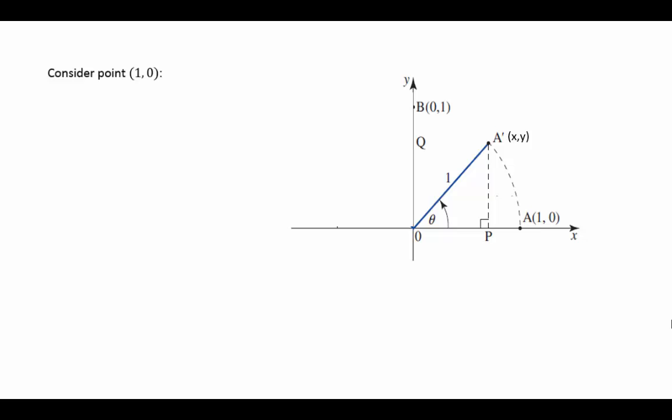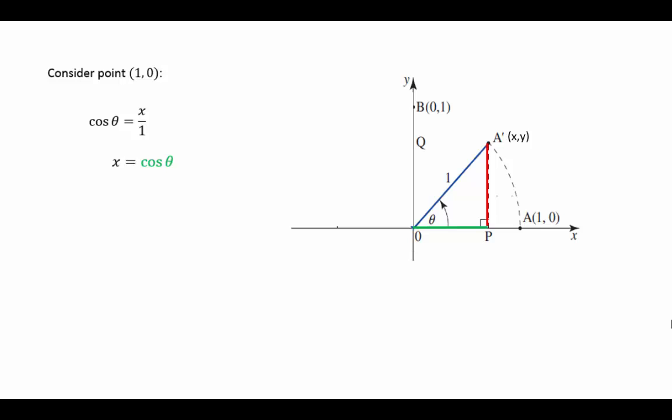We consider the point (1, 0), which is going to, under the rotation, map onto the point A', which is at coordinates (x, y). Firstly, we're going to look at the x coordinate, represented by the green line there. In the triangle that's formed, cos theta is adjacent over hypotenuse. The adjacent side is x, the x coordinate of A', and the hypotenuse is 1. And so x equals cos theta.